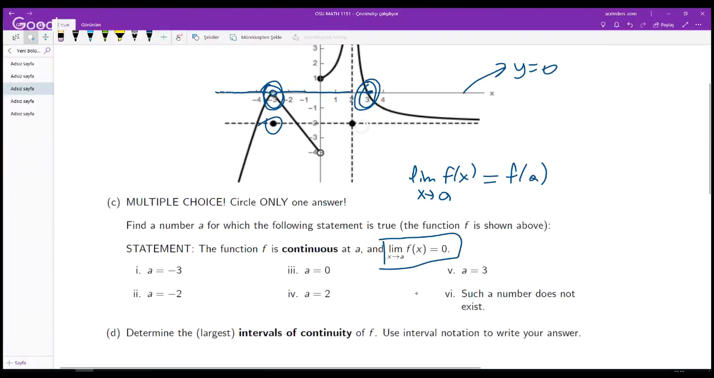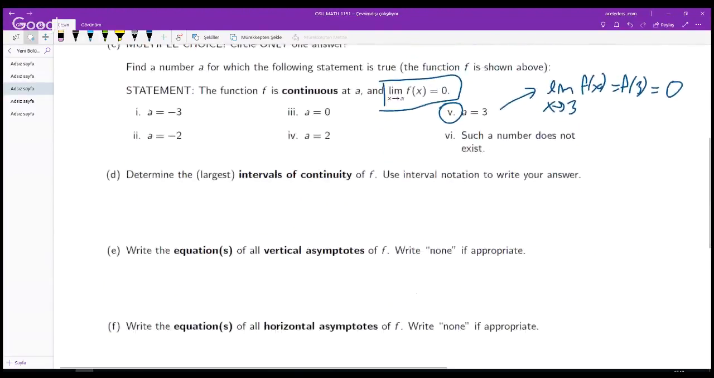But here, it is the pure graph of continuity. You have the limit, which is equal to the function value here, and it is 0. So here, the limit equals the function value, and that is equal to 0. So we have a equals 3 because when x approaches 3, the limit equals the function value, which is 0. Okay? So this is the answer.